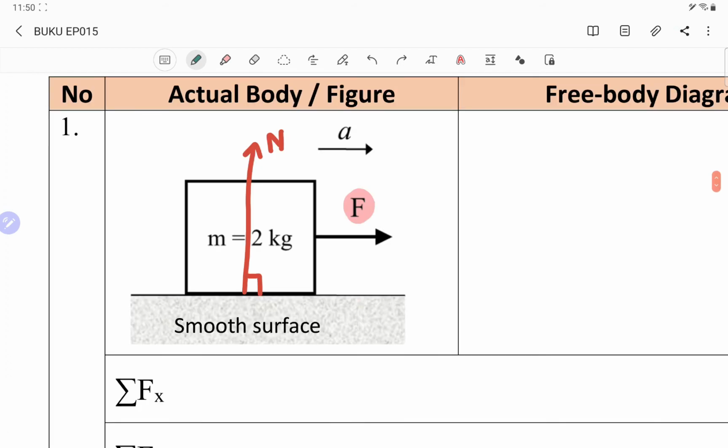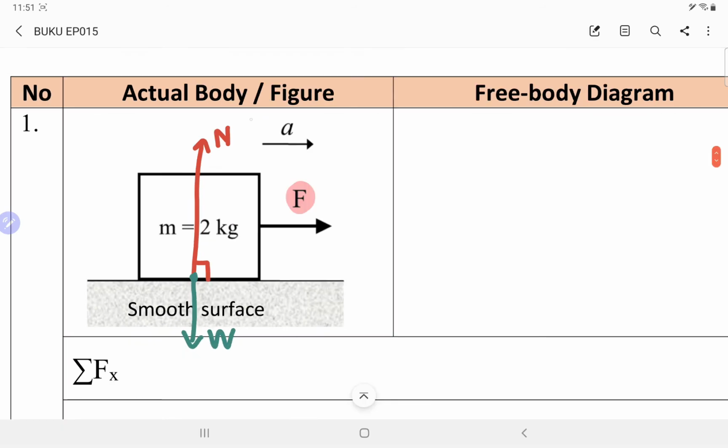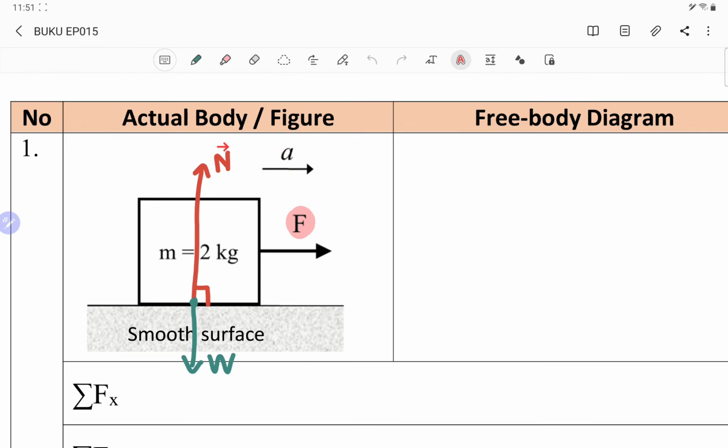So, what else kita ada? So, this object, dia ada mass. So, any object that has mass akan ada weight. So, the weight is going down. Okay, so ini adalah FBD awak. Okay, FBD untuk fizik ni kita boleh lukis pada gambar kita terus macam ni.